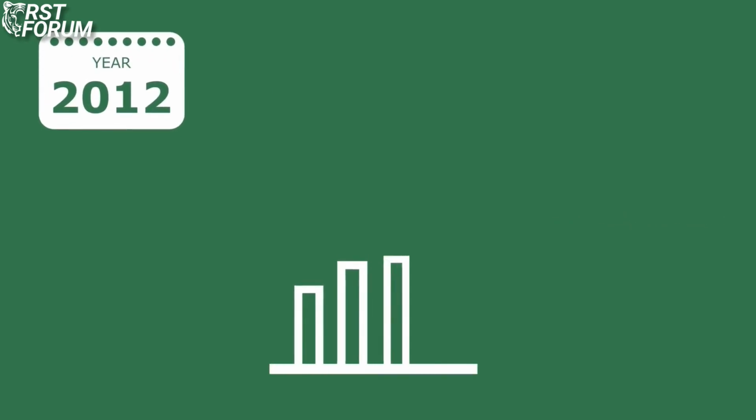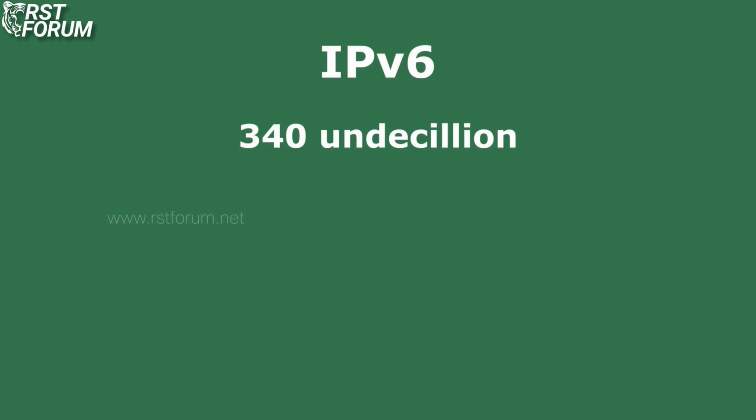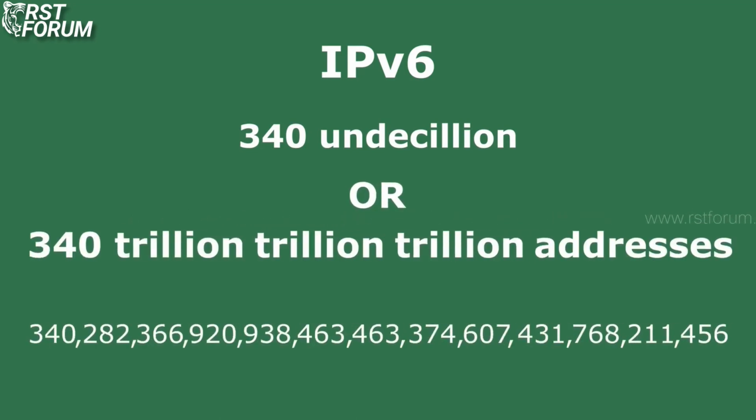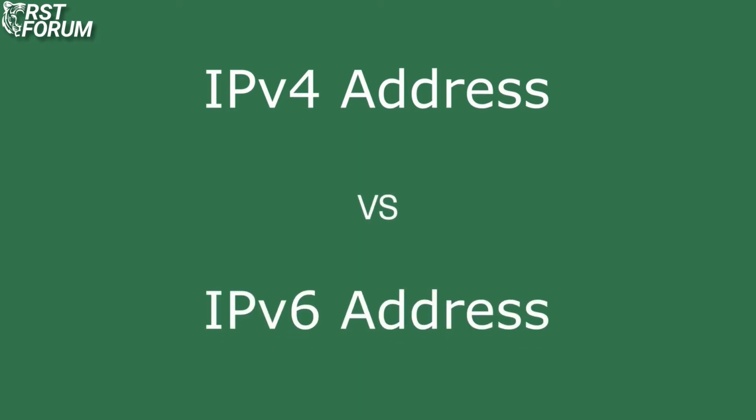So, in 2012, IPv6 was developed to meet the growing demands of new devices. IPv6 address pool has approximately 340 undecillion, or 340 trillion trillion trillion addresses, that is an unimaginably large number. Besides the large address pool, IPv6 also brings in a lot of other improvements, that makes it a lot more efficient and practical. So, let's take a dive into the basics of IPv6 addressing, by comparing it with IPv4 addressing.